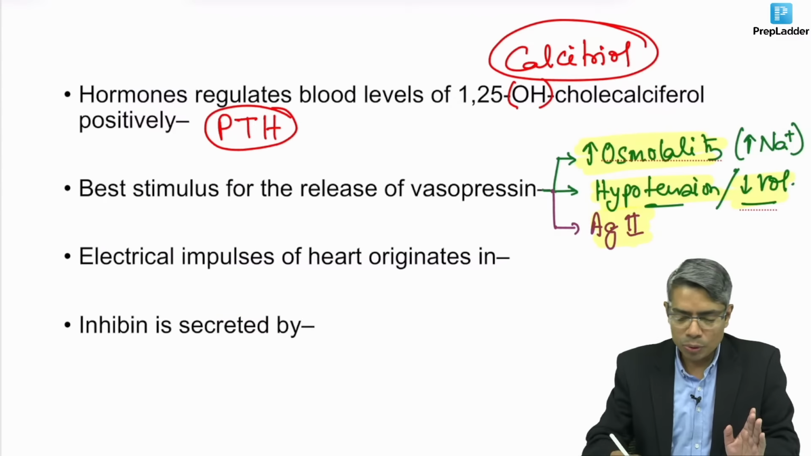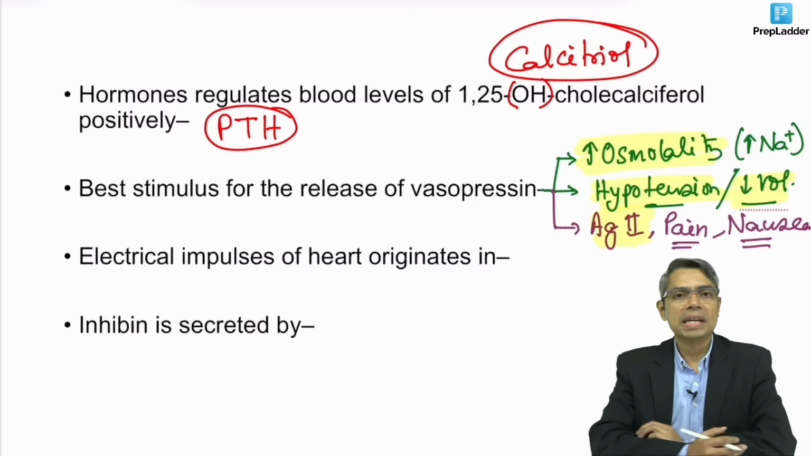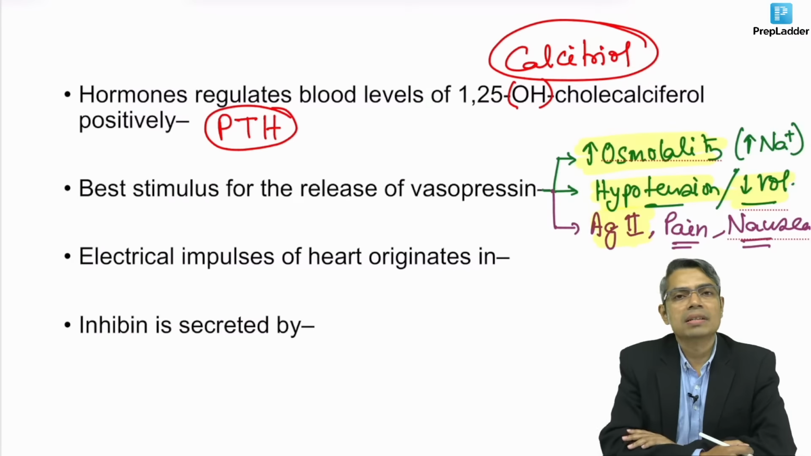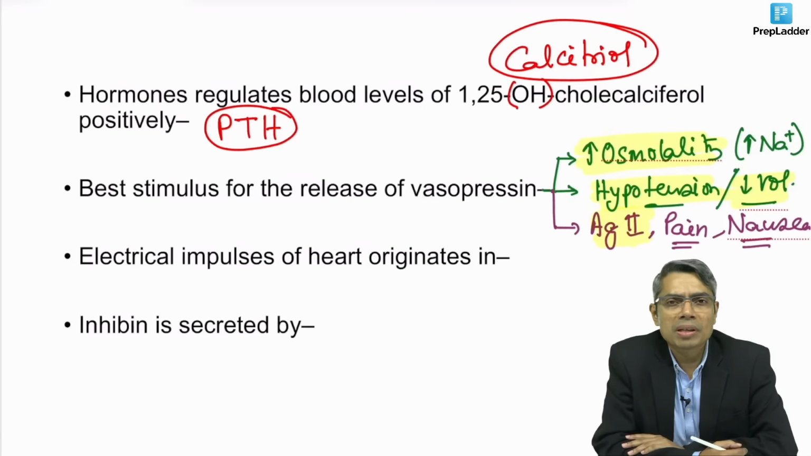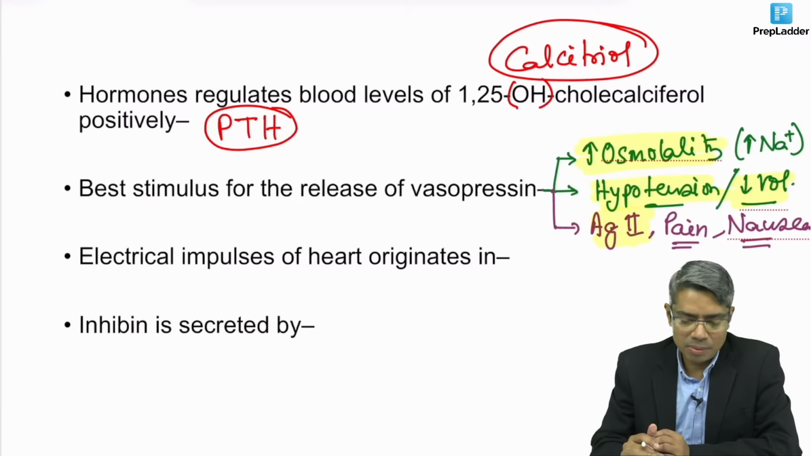Apart from that, you should also remember that severe pain in the body or severe nausea can also stimulate the secretion of ADH. So, these are the additional stimuli that you have to remember. You may get a question where options like osmolality and hypotension will not be there. Then you can choose severe pain or severe nausea, which is also a stimulus for secretion of ADH or vasopressin. Got it? Okay. So, this is important for your future MCQ.